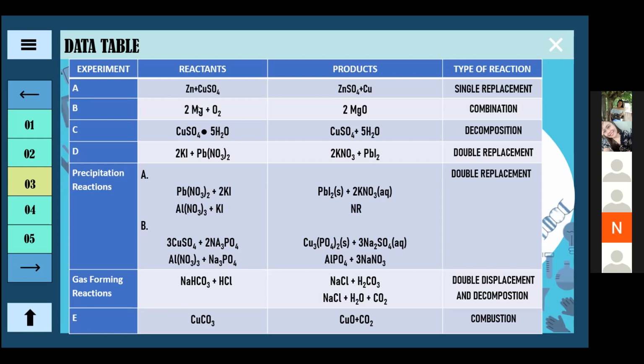Letter C, our reactants are CuSO4 and H2O. For our products, we have CuSO4 plus 5H2O. It's already balanced. So our type of reaction is a decomposition reaction.